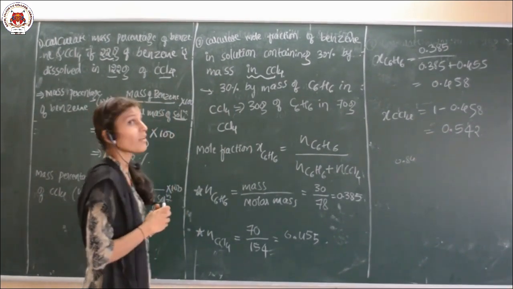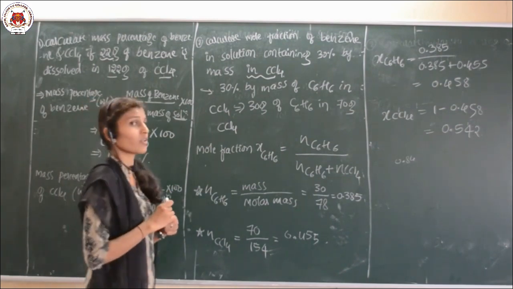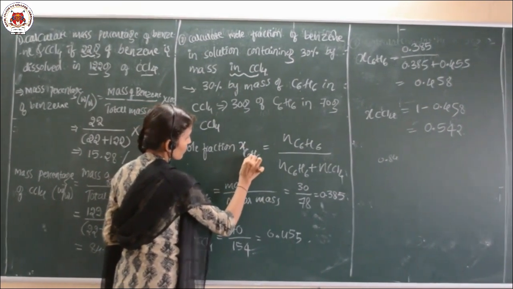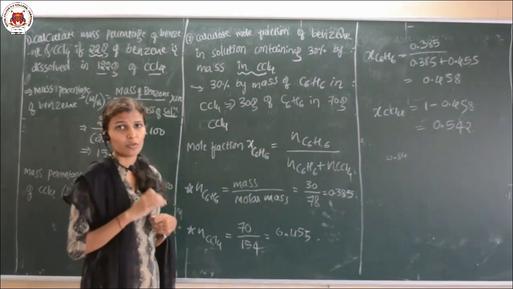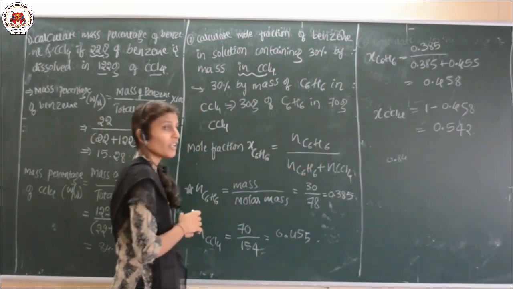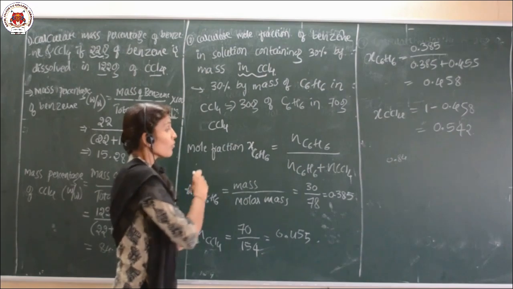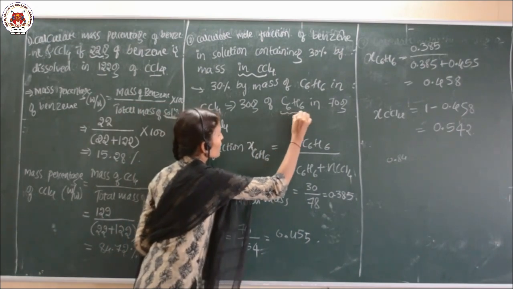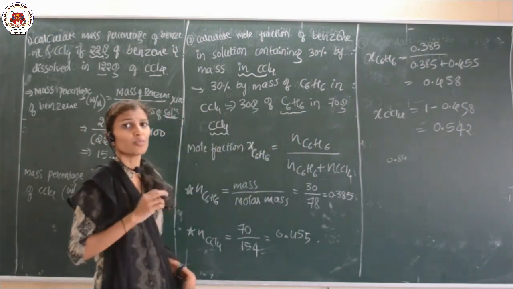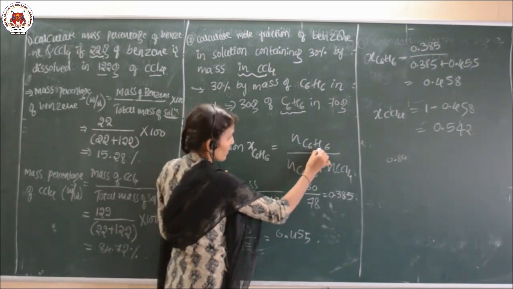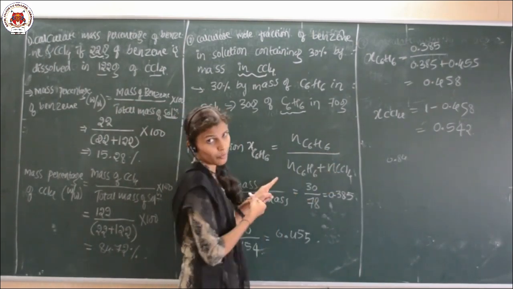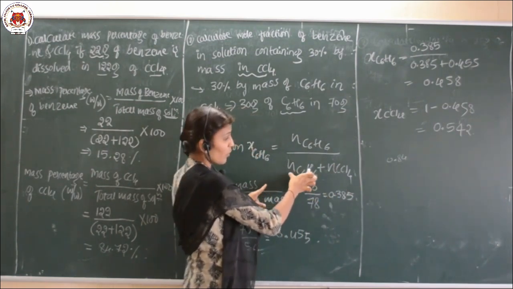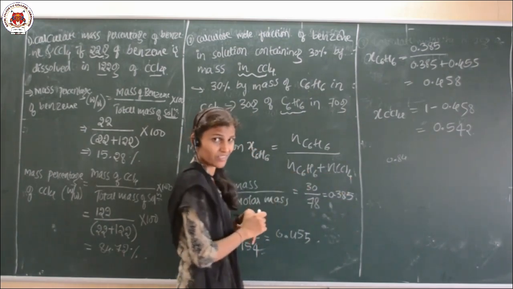What is the question? We have to find out the mole fraction of the benzene, XC6H6. What is the formula of the mole fraction? Number of moles of that component divided by total number of moles of all the components. Which are all the components here? Only two: one is benzene, one more is CCl4. So the number of moles of C6H6 divided by the sum of all components, that is nC6H6 plus nCCl4. This is the number of moles of the benzene plus number of moles of the CCl4.